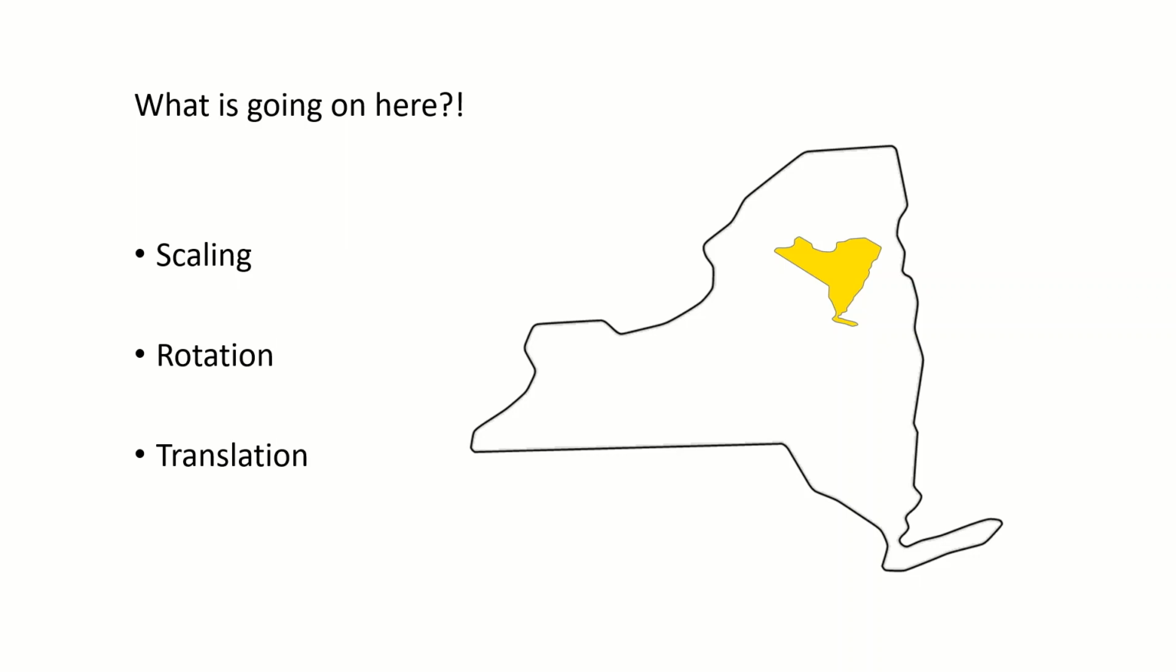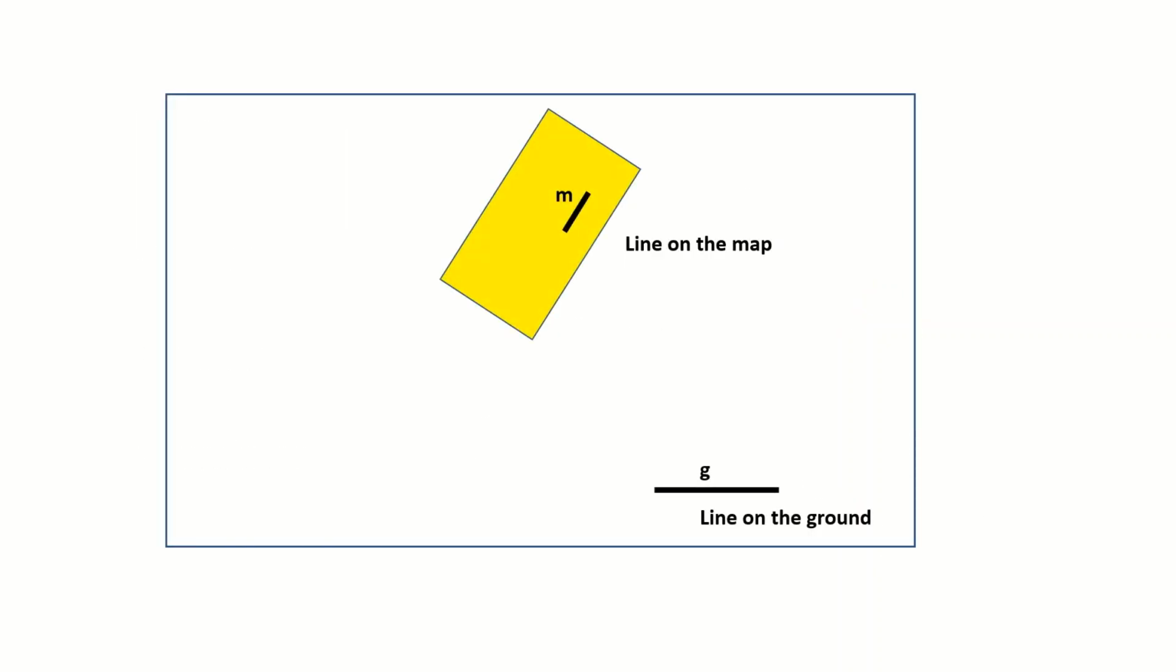Now let's see the whole concept for a simple case. Let's say you have a city here shown as a big rectangle and the map of the same city in yellow. Let's assume that G is a segment of a street or just a length in the city, and the equivalent of that on the map is M. So simply what we have is this. Now, as we said before, three things have happened here, but let's just focus on the rotation and scaling. Ignore the translation for now.